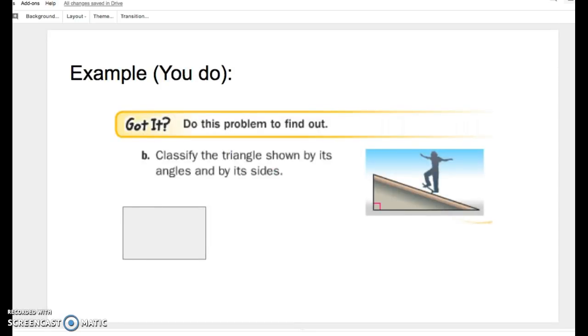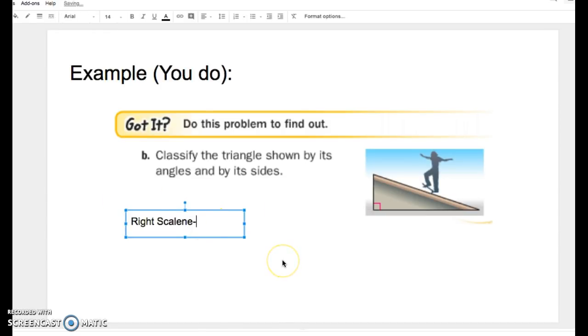Classify the triangle shown by its angles and sides. Again, the right angle gives it away that it's a right triangle. So make sure you're always justifying this. I know that I just gave you the name, but I would also make sure that you justify it. So it's a right scalene because it has a right angle. It's scalene because there are no sides the same.